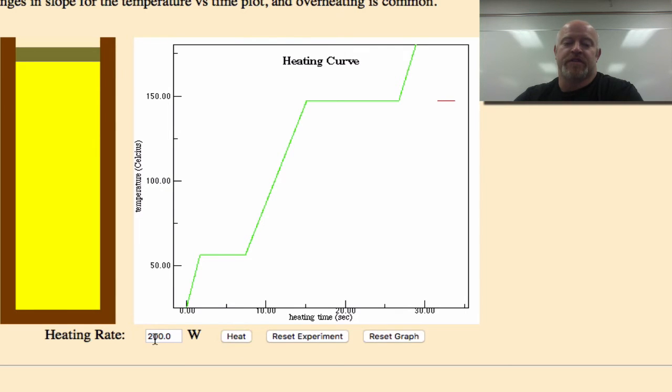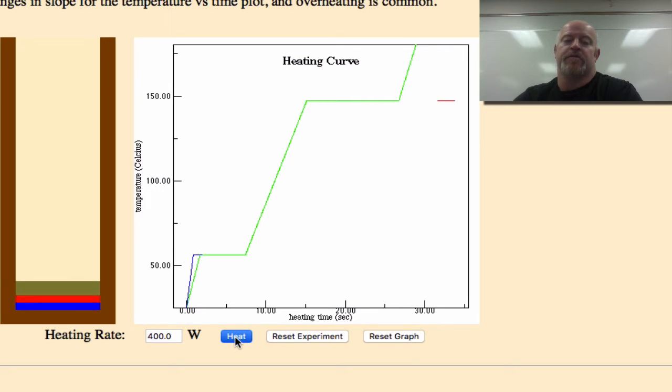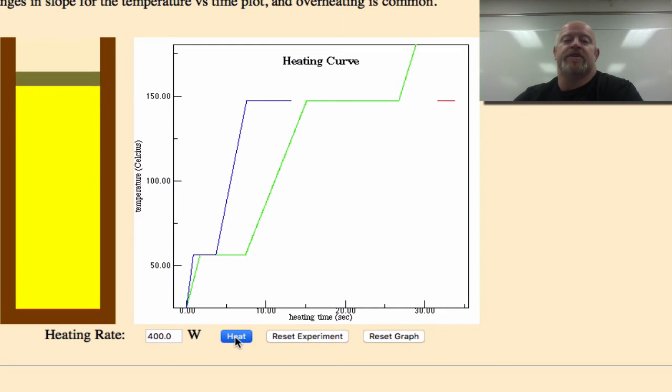Okay, now if I run this experiment again, and let's say we're going to double our power, and we reset the experiment, and now I heat this, you'll notice that with double the power, things happen much faster. We get a much steeper slope here, almost double the slope. The time it takes to melt is cut in half. The time it's going to take to boil is cut in half. Those things happen because the speed at which this happens is directly related to the actual energy that you put in to make it happen.